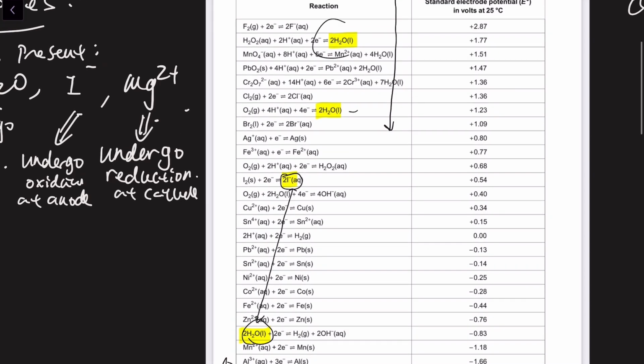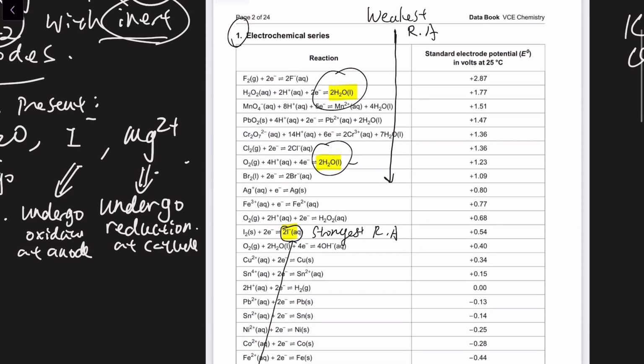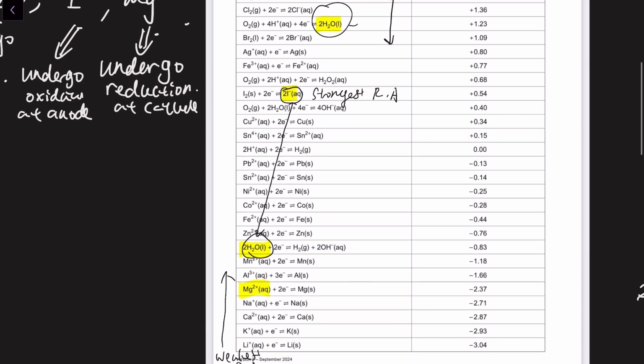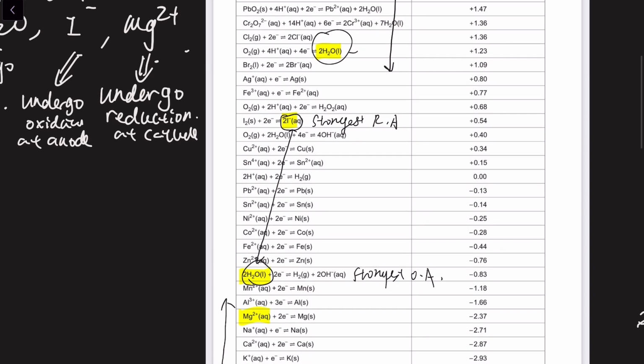So for the three species present in our system, the I minus ion is the strongest reducing agent. And the water is the strongest oxidizing agent. In all redox reactions, the strongest reducing agent will react with the strongest oxidizing agent. So that's why the two closest ones would react.